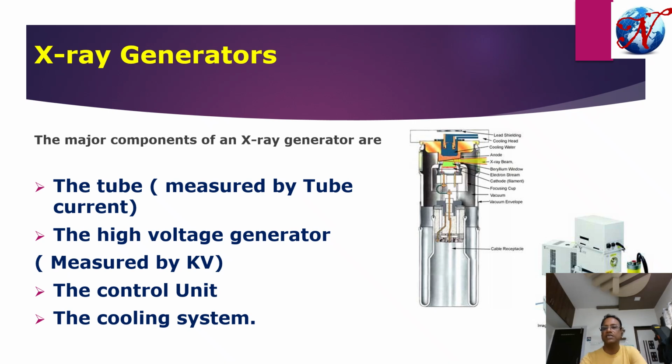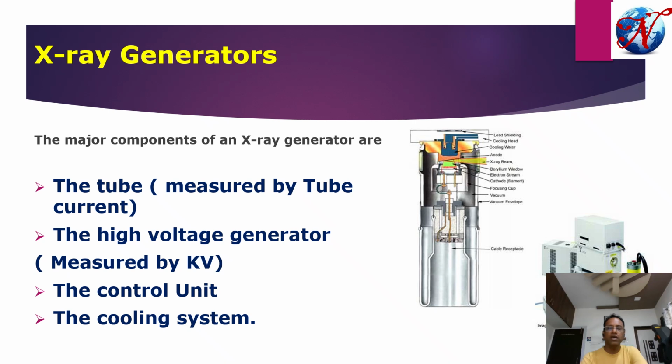In the case of X-ray machines, for controlling the machine, there are some parts. One is known as the tube, which is measured by the tube current. Then the voltage, which is known as the generator, is measured in kV, and there is the control unit.